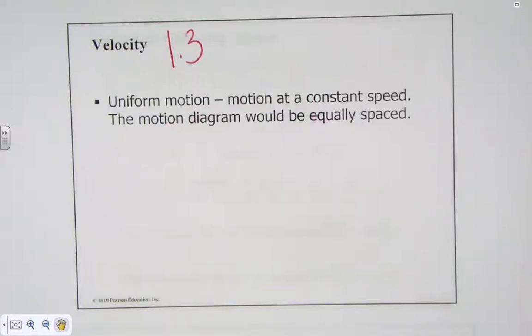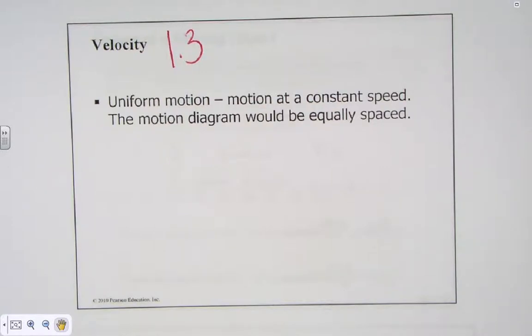All right, my friends, we're beginning our lesson on velocity. I have my book open to page 9, section 1.3 of our journey, velocity. We define that in terms of uniform motion of constant speed. The velocity of uniform motion in a motion diagram would be that of an equally spaced motion particle.